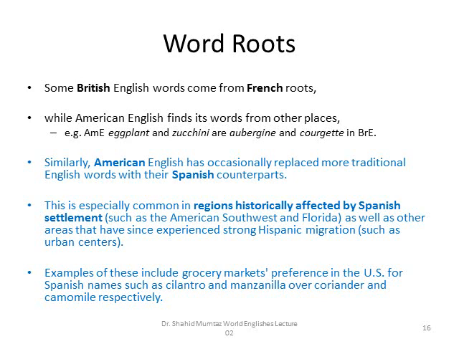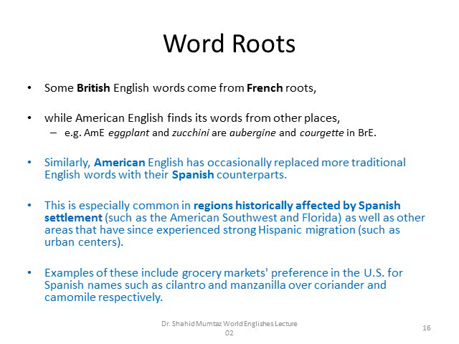In the same way, American English has occasionally replaced more traditional English words with their Spanish counterparts, Spanish synonyms.